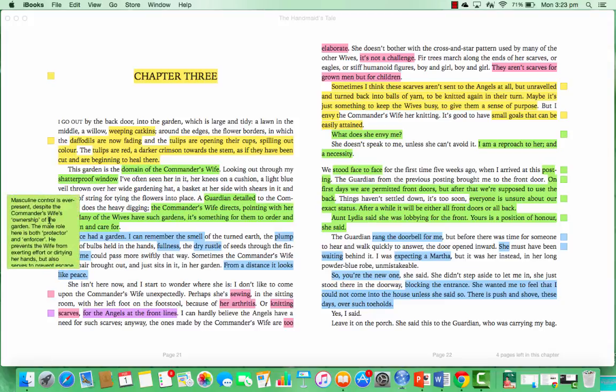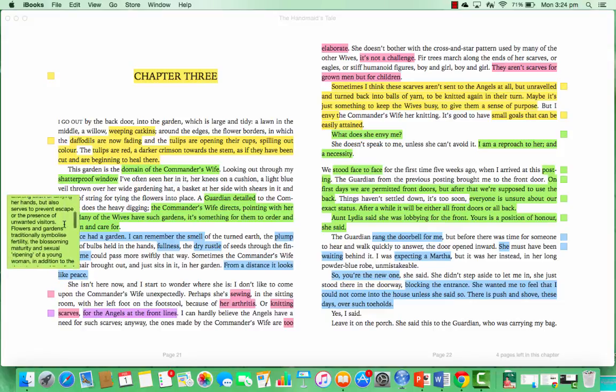Masculine control is ever present, despite the commander's wife's ownership of the garden. The male role here is both protector and enforcer in the figure that is the guardian. He prevents the wife from exerting effort or dirtying her hands, but also serves to prevent escape or the unwanted presence of visitors.